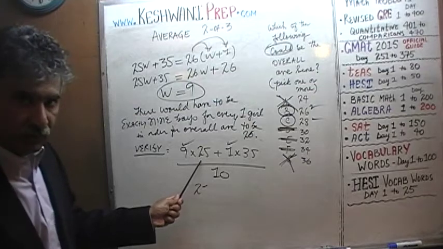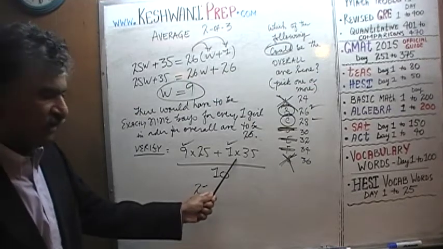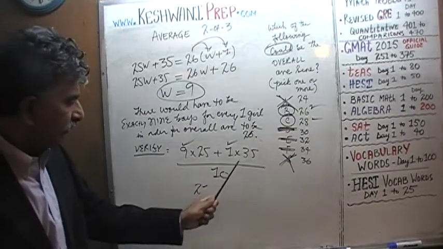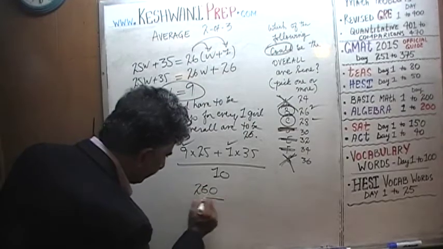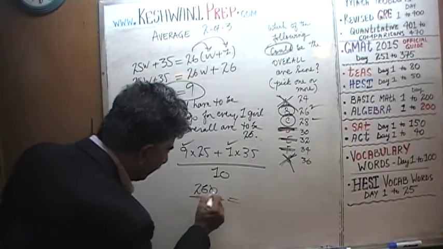9 times 25 would be 225. 225 plus 25 is 250. 250 plus 10 would be 260. 260, of course it would be 260, because we are claiming that the overall average is 26.